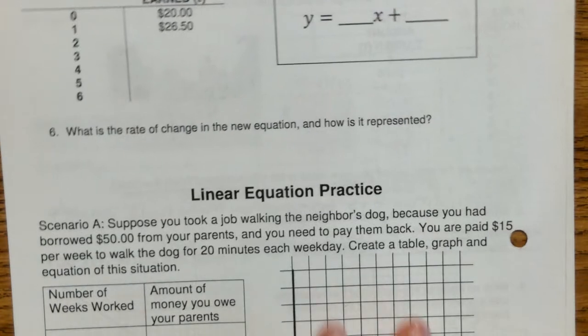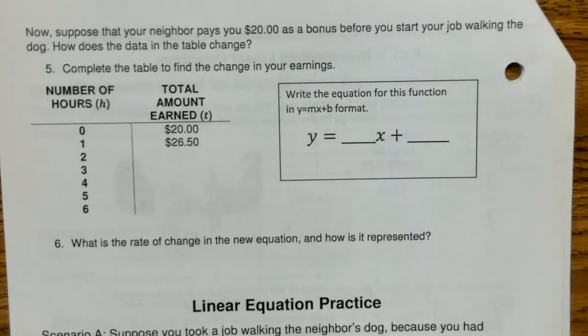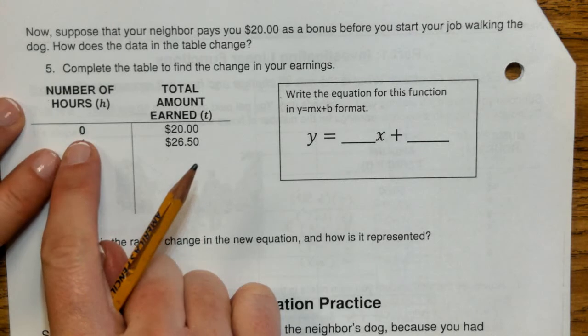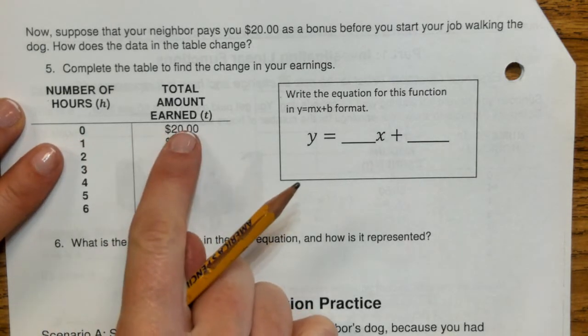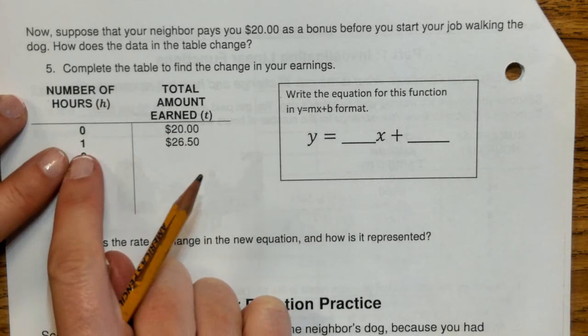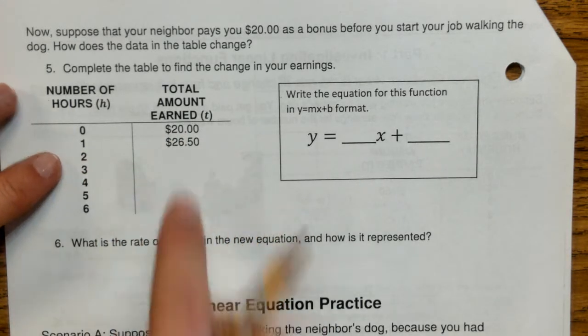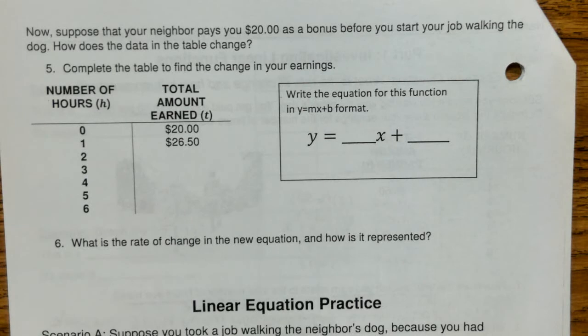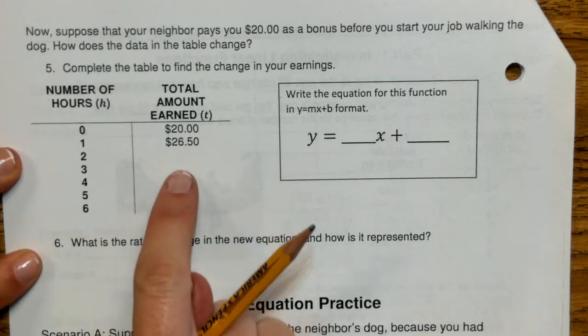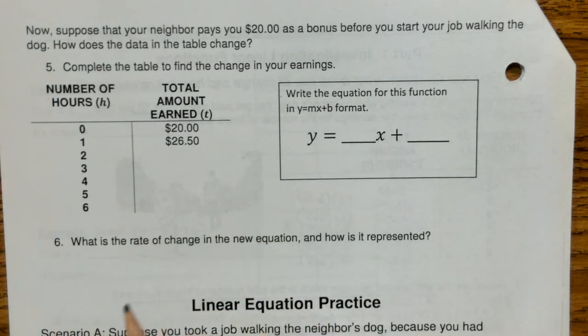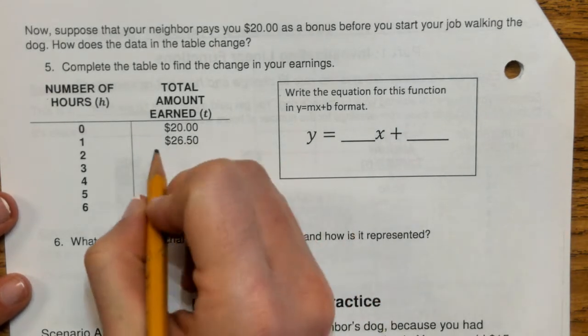All right, the next one says, now suppose that your neighbor pays you $20 as a bonus before you start your job walking the dog. How does the data in the table change? So, if you don't work, you just show up to the house, they'll give you your $20. And then every hour you actually walk the dog, you get paid $6.50 more. Okay, so fill out the table with the total amount earned. Remember, every hour you earn $6.50 more.